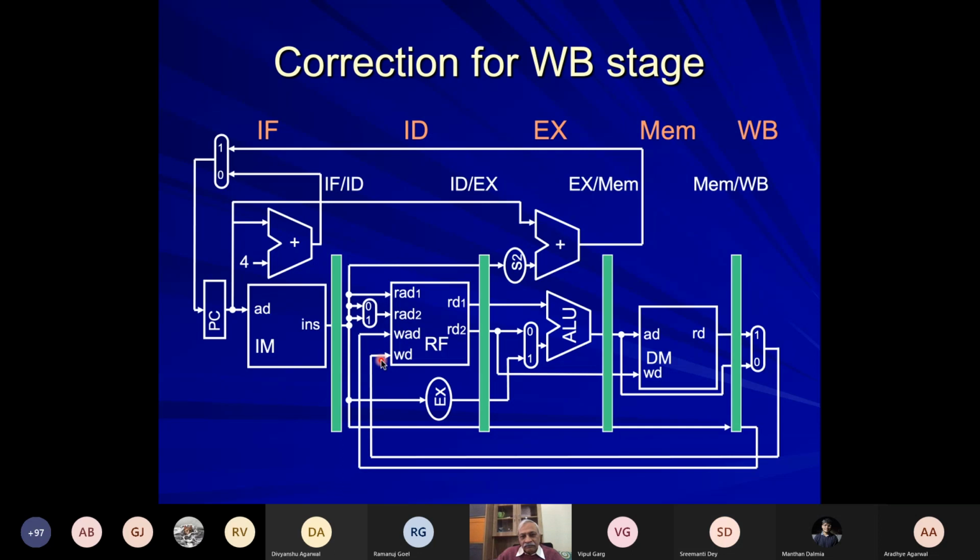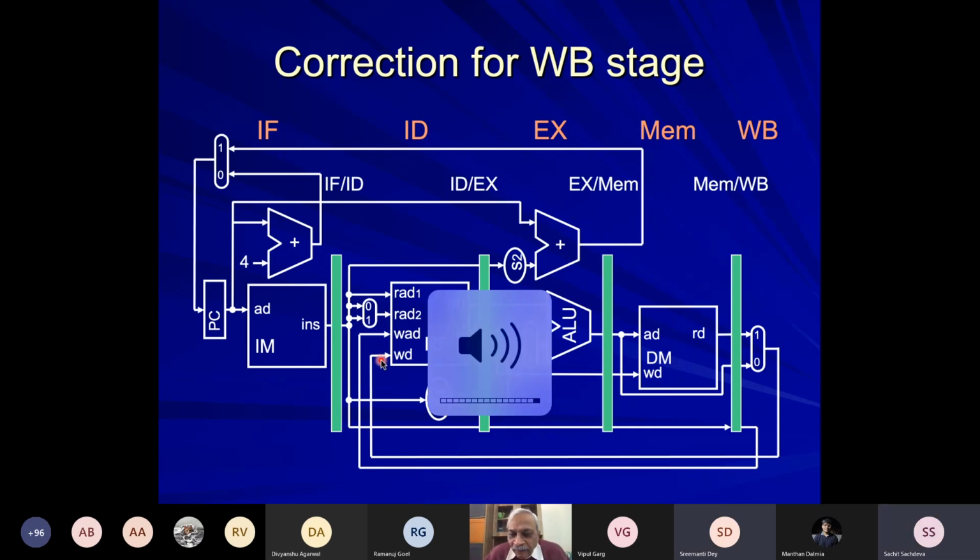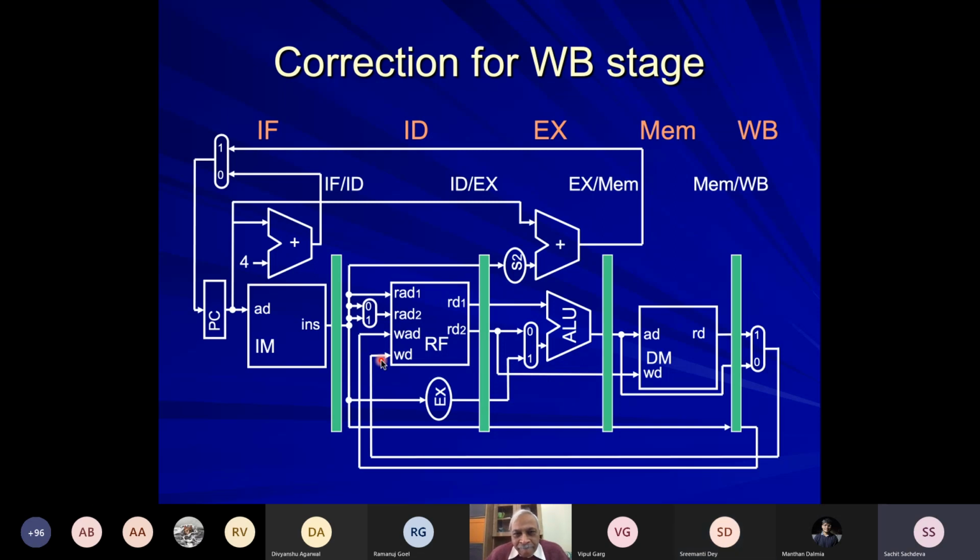Wouldn't this cause an issue in branch instructions? Sorry, can you be a bit louder? Like, how would branch instructions be executed? Because wouldn't the address take some time to change? Yes, that's a big problem. So I have carefully avoided talking of that. I'll come to that shortly.